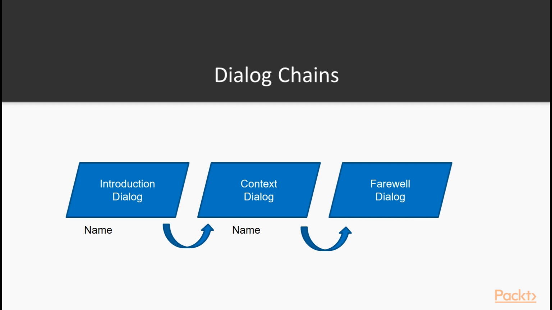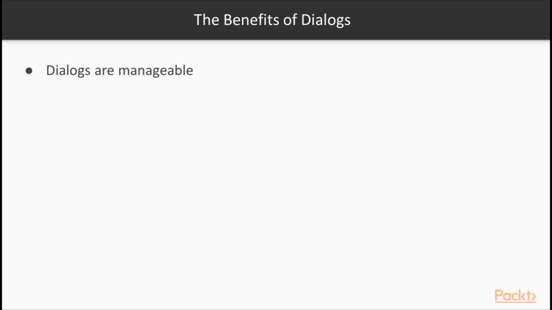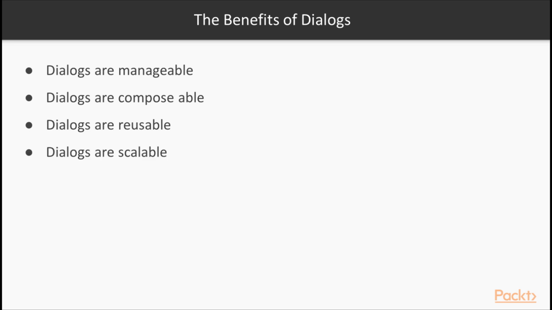So in summary, what have we learned about dialogues? Let's summarize the main points. Dialogues can break down a conversation into manageable sections. Dialogues can be composed with other dialogues. This maximizes reuse, and a dialogue context maintains a stack of dialogues active in the conversation. This will make dialogues flexible and portable across machines and making implementations scalable.